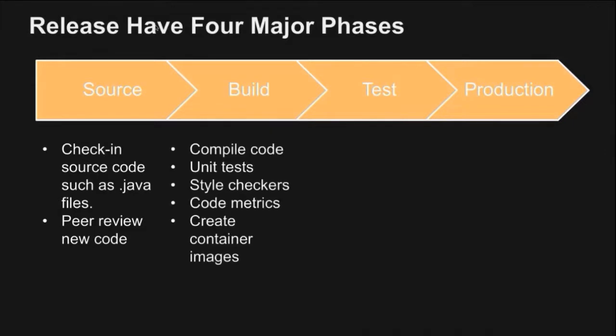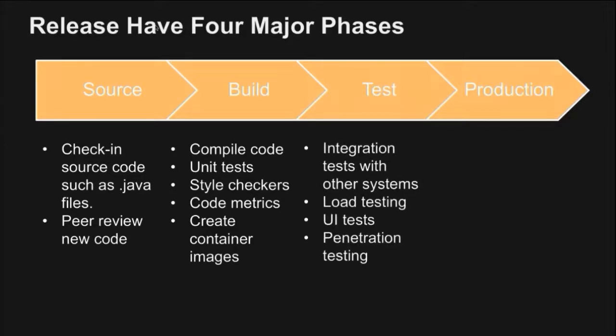Next, we have the build phase. This is where the code is checked out from the code repository and compiled if necessary, and then there are basic unit tests run against it. This artifact in the build process can be a compiled binary, but it also could be bundled source code, or it can be a container image.